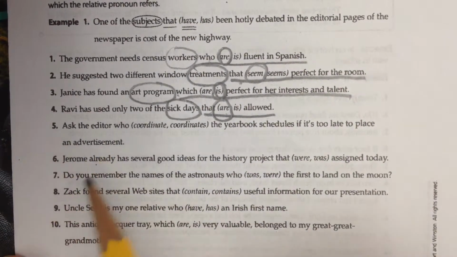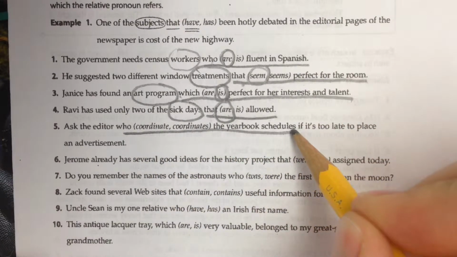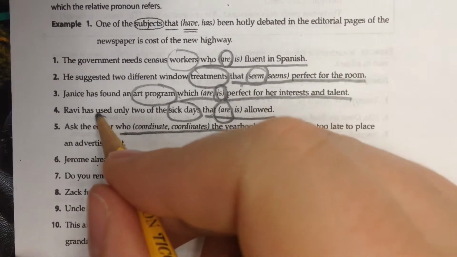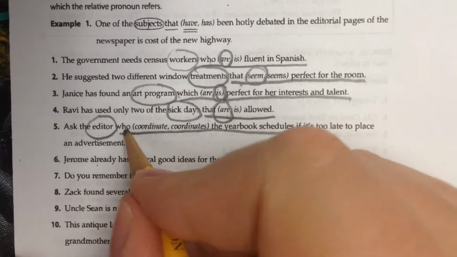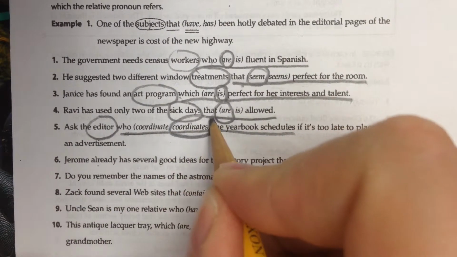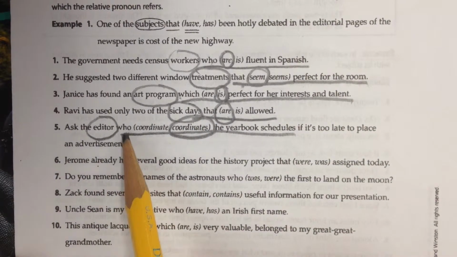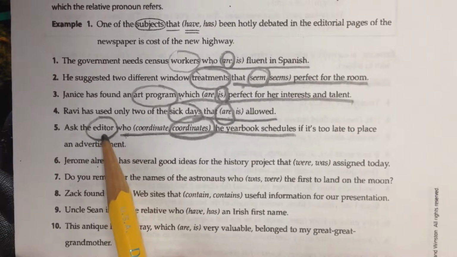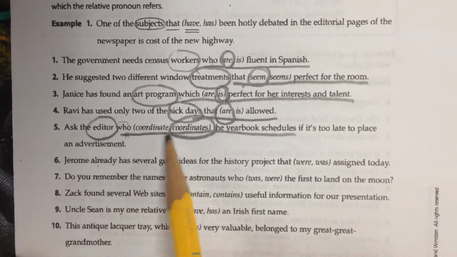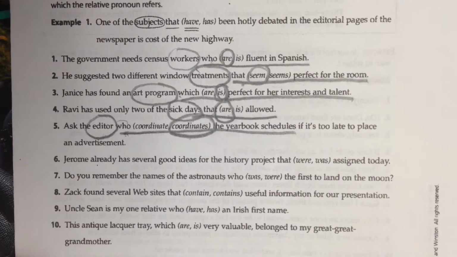5. Ask the editor who coordinates the yearbook schedules. This is our adjective clause. Who is our relative pronoun. Editor is singular, so that means the word who is singular, which means we want the verb that ends in s, so we're going to say coordinates. So what you're often doing here when you have a relative pronoun is you're just looking at the word that's right before it and deciding if that word is singular or plural, because that's the word that the relative pronoun refers to. And then choose the verb accordingly. Go ahead and do 6 through 10, and I'll read out the answers in just a bit. Good luck.